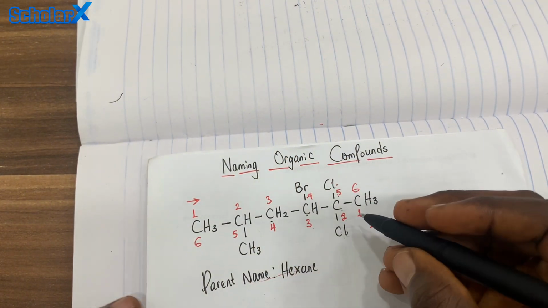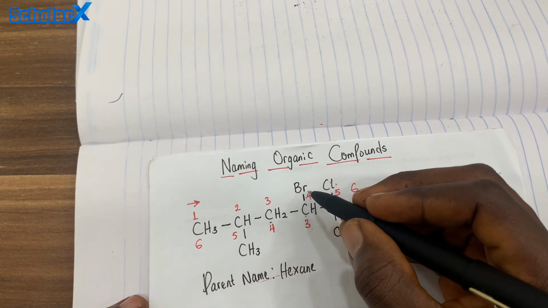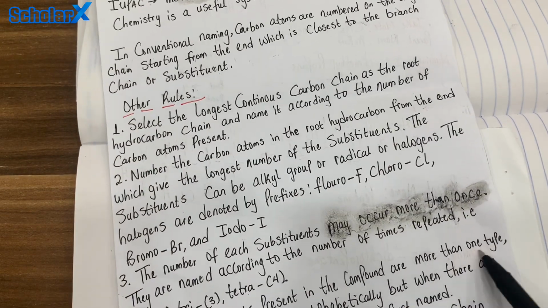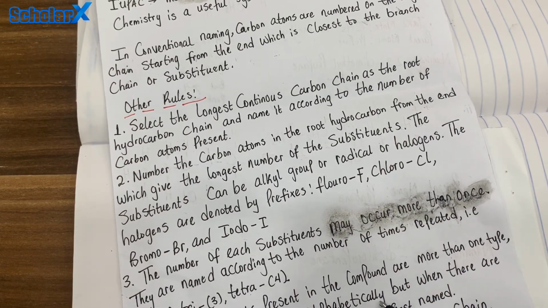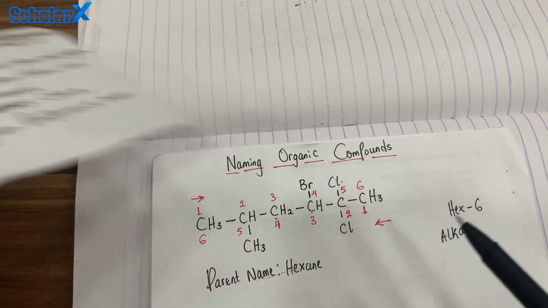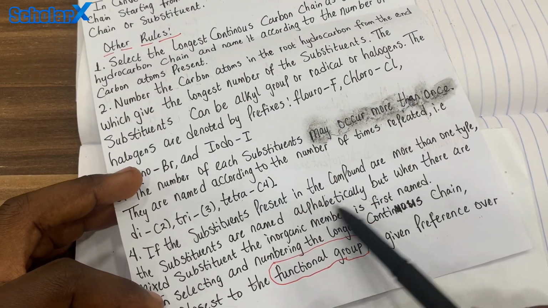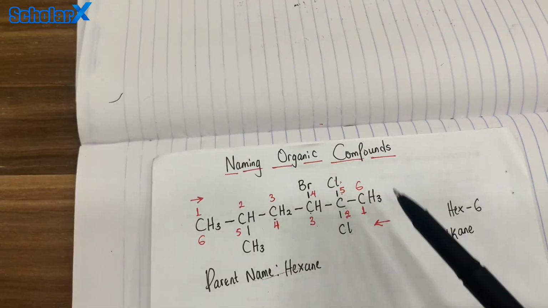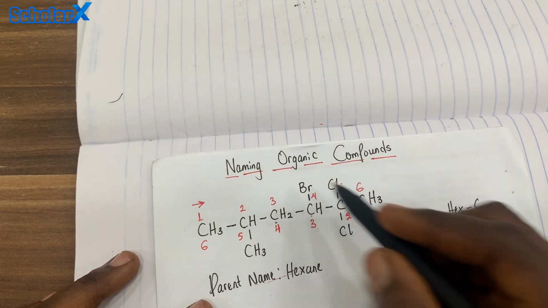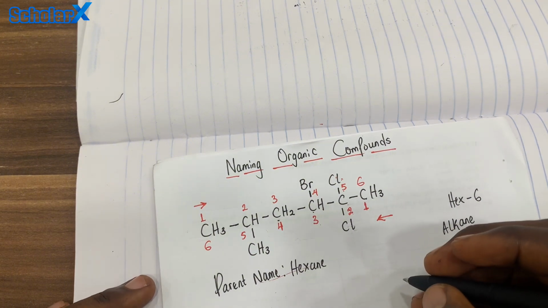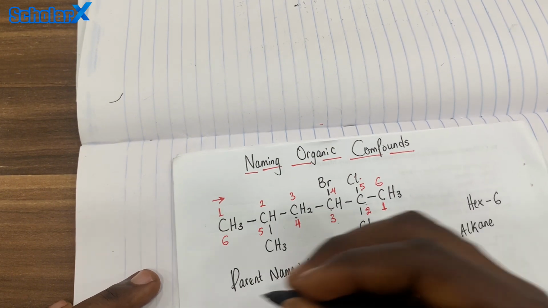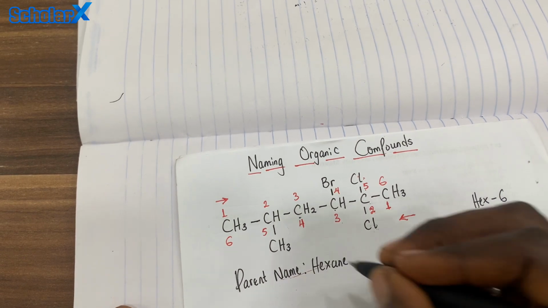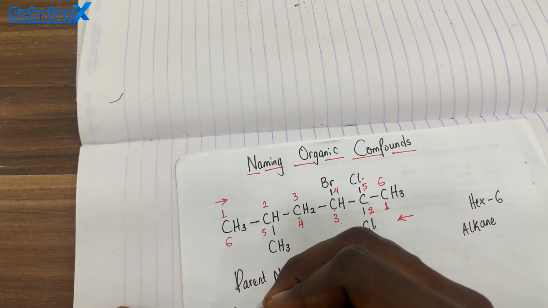Now, alphabetically too, according to the IUPAC nomenclature rule, if the substituents present in the compound are more than one type, the substituents are named alphabetically. So alphabetically, bromine will come first. So what are we going to have as our answer? We're going to have 3-bromo.